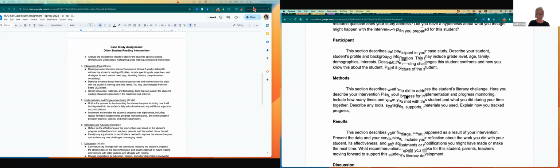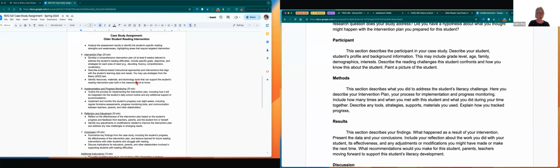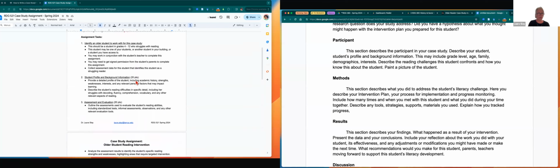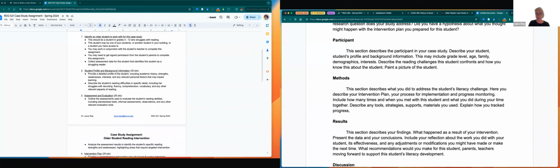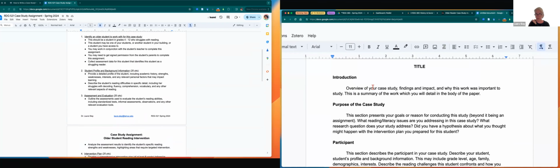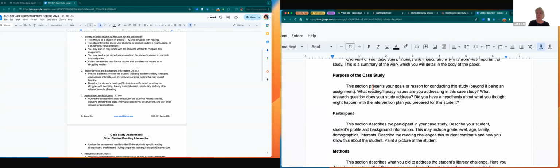Let's go back to this left-hand screen again. And if you'll recall, the case study asked for, let's go back to the top, you had to identify your student and your student profile. So if you look on the right-hand side, I start with an introduction. In your introduction, you're going to provide an overview of what this whole study is about. You've conducted the study, now you're introducing it. It sometimes seems a little repetitive, but you do need to summarize what this paper is going to be. You don't have to spill all the beans, but create an introduction.